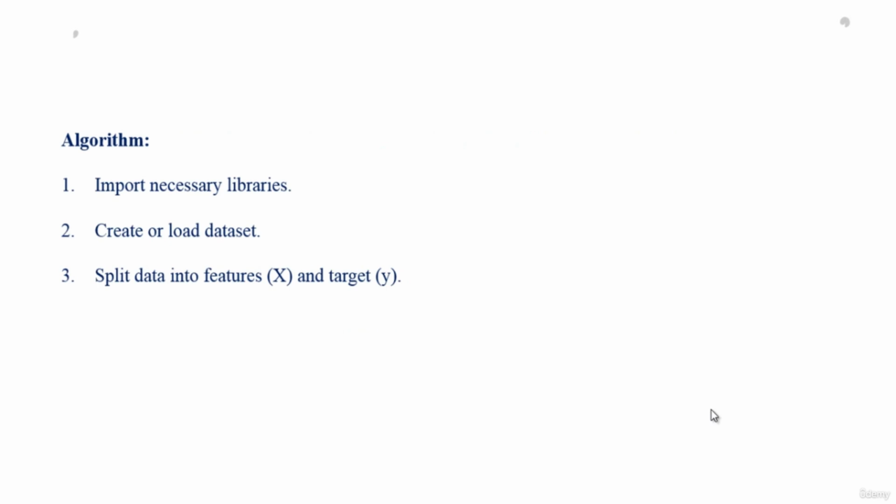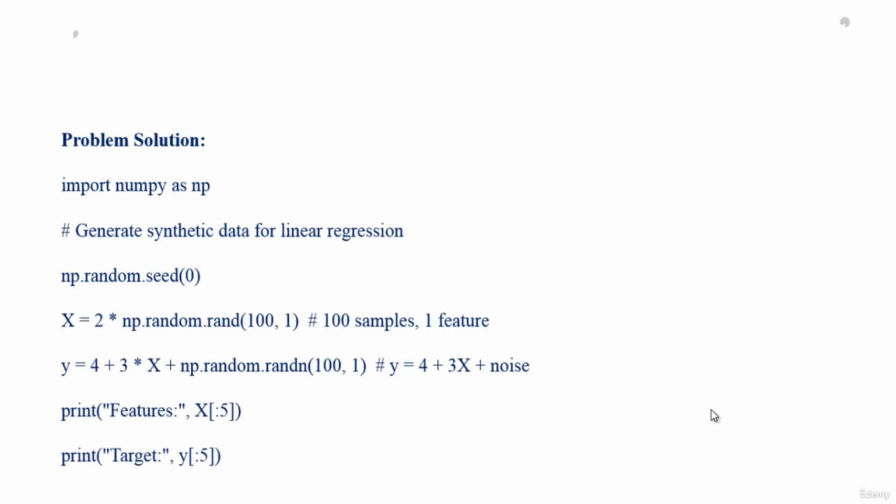How code is working. The code generates synthetic data for linear regression where X is the feature matrix and Y is the target vector. The dataset includes a linear relationship with some added noise, suitable for training a linear regression model. Problem 02. Problem statement.